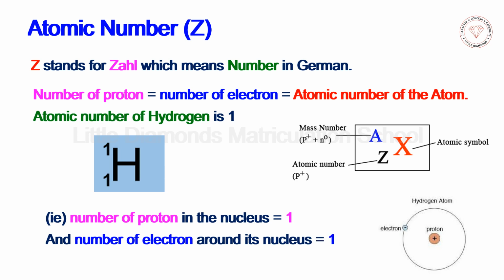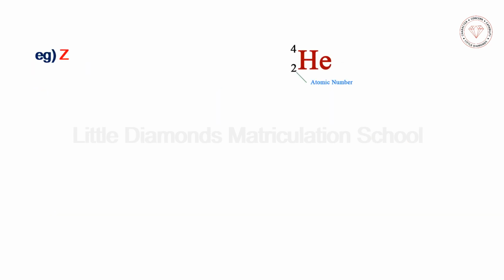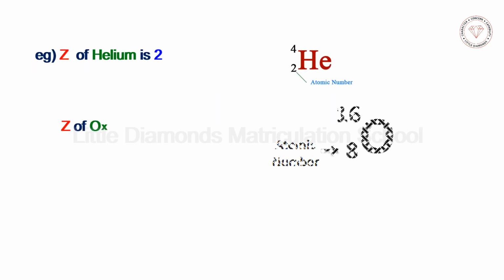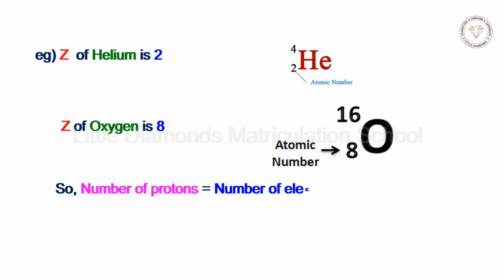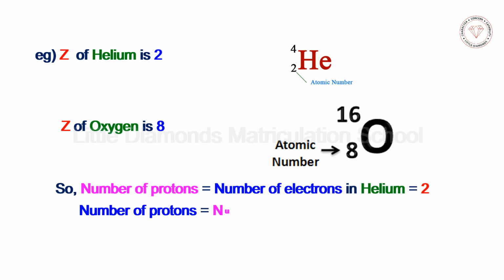Let us see some more examples. The atomic number of helium is 2. And the atomic number of oxygen is 8. That is, the number of protons, equal to the number of electrons, in helium is 2, and the number of protons, equal to the number of electrons, in the oxygen atom is 8.